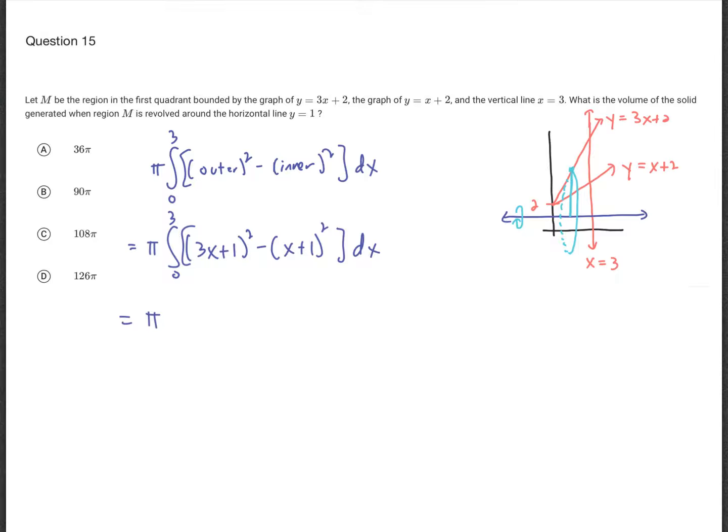So let's clean this up a lot. Okay, so I'm going to do this kind of quickly. So if you FOIL this, you'll get a 9x squared, and then FOIL this, you'll get an x squared, and you're subtracting. This will be an 8x squared. When you FOIL this, the middle term will be 6x. Here the middle term will be 2x. When you subtract those, you get a 4x. Okay, and then here you'll get a 1, and here you'll get a 1. When you subtract those, they just cancel out.